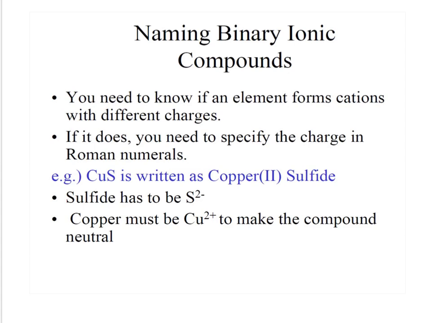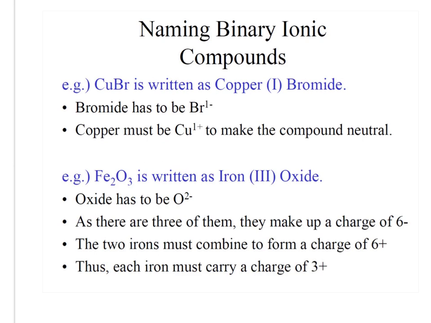All compounds have to be neutral. So if you have a transition metal, you have to specify its charge with a Roman numeral. So copper bromide is written as copper(I) bromide. We know bromine always has a -1 charge. That means since we don't have any subscripts here, copper has to be +1.